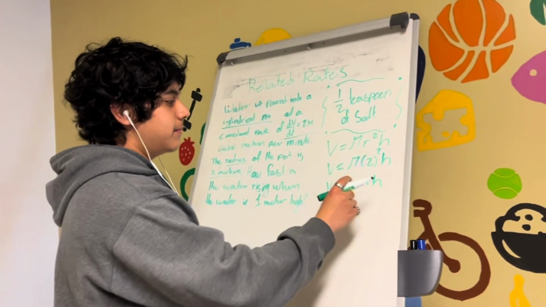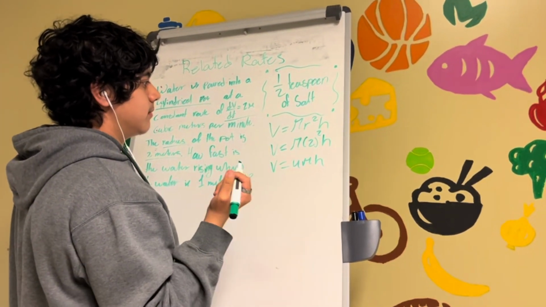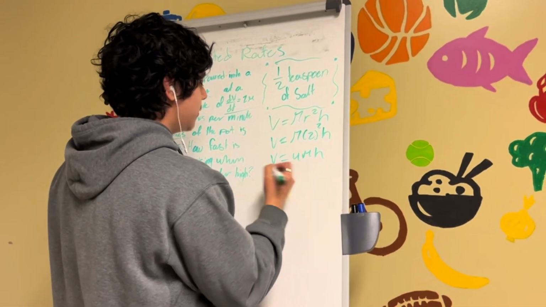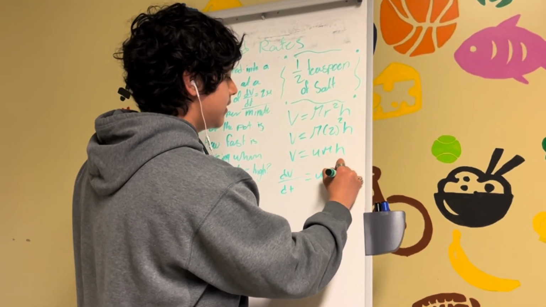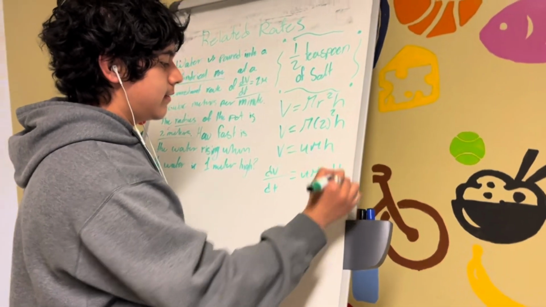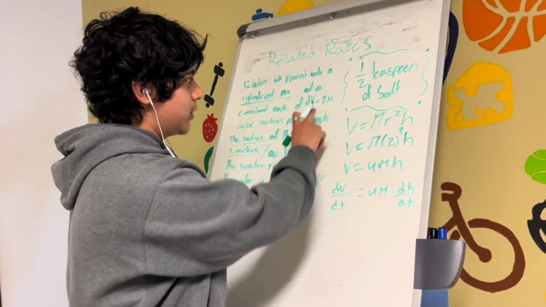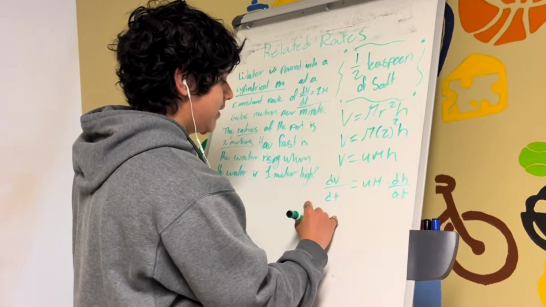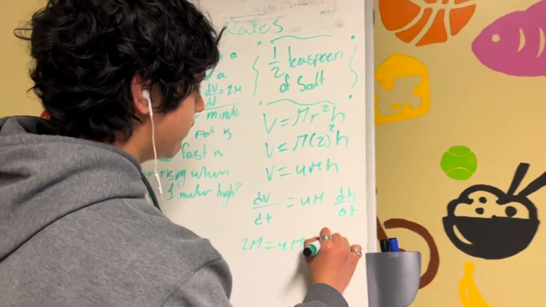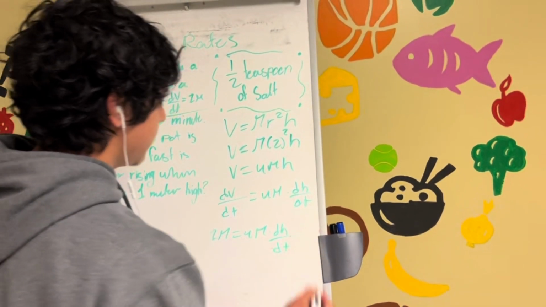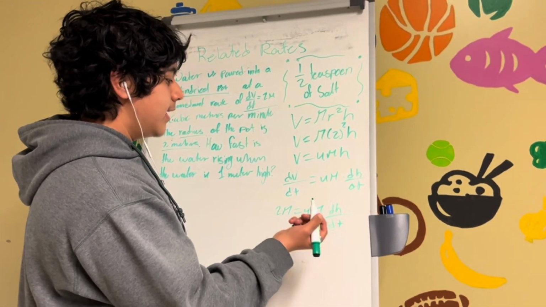And now, in order to factor out the h, we have to differentiate with respect to time. So it's going to be dV/dt is equal to 4 pi times dh/dt. We are also given dV/dt, which is 2 pi, so we're going to plug that in. So 2 pi is equal to 4 pi times dh/dt. And now we're going to divide by 4 pi in order to get it to the other side.